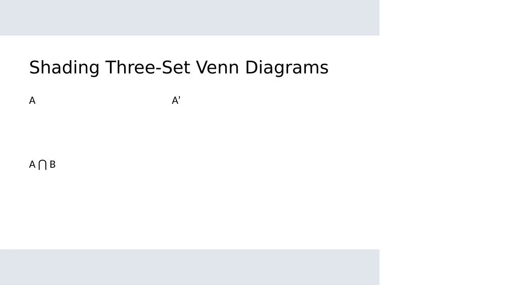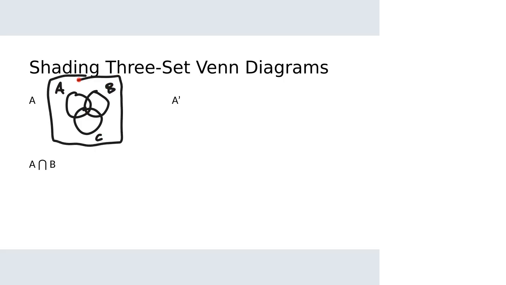Let's start by just shading set A. We'll keep this simple. So we're doing a 3 set Venn diagram. So I'm going to have set A, set B, set C. And my universal set goes around the outside. All we're doing is shading set A. Well, set A is all the stuff inside the A circle. That's all there is to it. If I want to shade set A, it's everything inside the A circle.